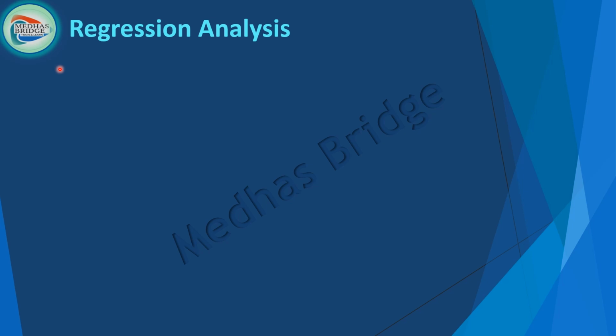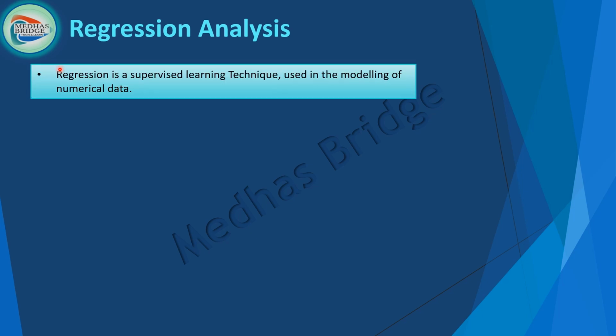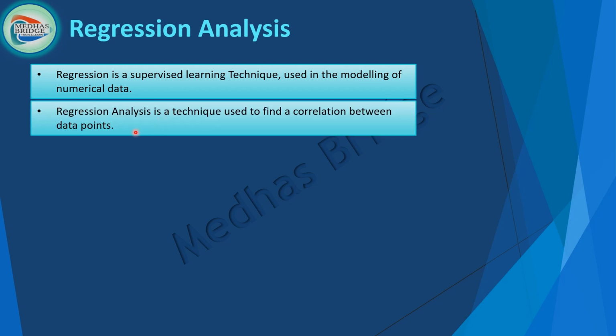So let's look at what is meant by regression analysis. We know that regression is a part of supervised learning, which is used for modeling numerical data, isn't it? Regression analysis is a technique used to find a correlation between data points. Let's say you have a huge amount of data, and you are trying to find a relation between the data points. That is basically regression analysis.